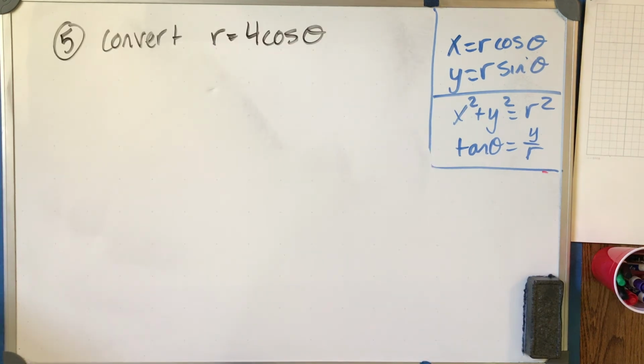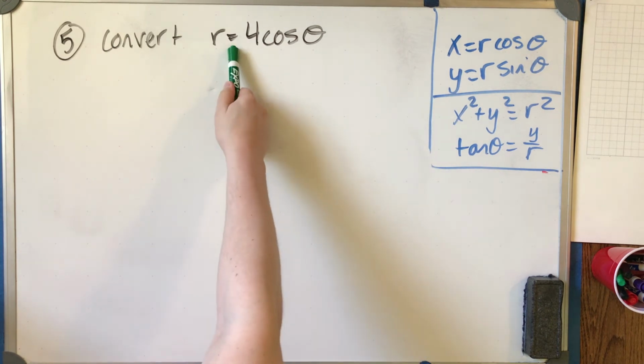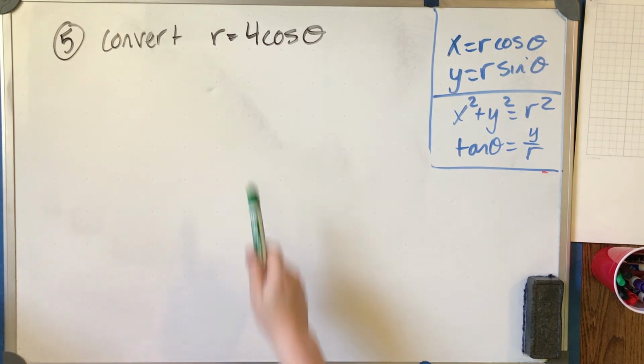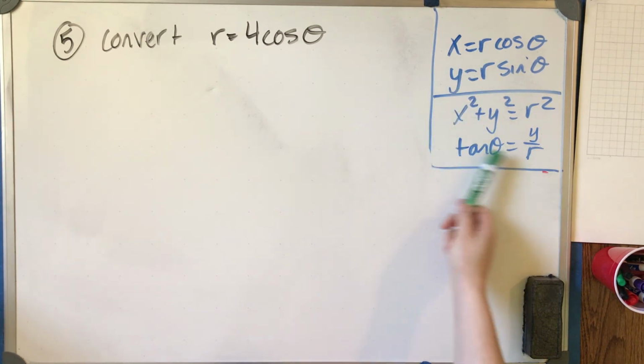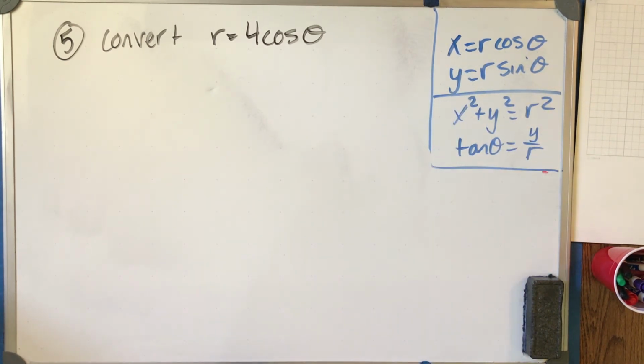For 5, they're asking us to convert this polar equation. Okay, so now it's an equation because we have an equal sign, it's no longer points. Polar equation into rectangular equations. Rectangular equations can only have x and y, no other variables. So we're going to be using this information over here to help us figure out how to do that.